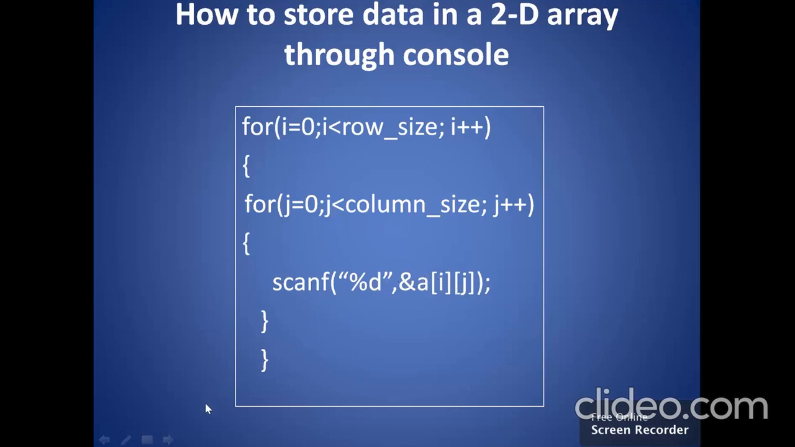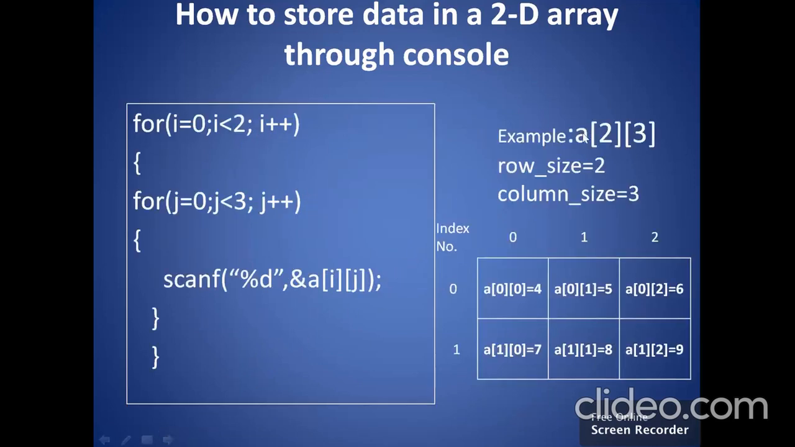So for explaining the storing action of a two-dimensional array, we need an example. So consider an example, that is A[2][3]. Here A is the array name, 2 is the row size and 3 is the column size. So consider our nested for loop. This is the first for loop. Inside the first for loop, the condition we wrote is i equal to 0, i less than 2, i plus plus. Here this 2 represents the row size of the two-dimensional array A.